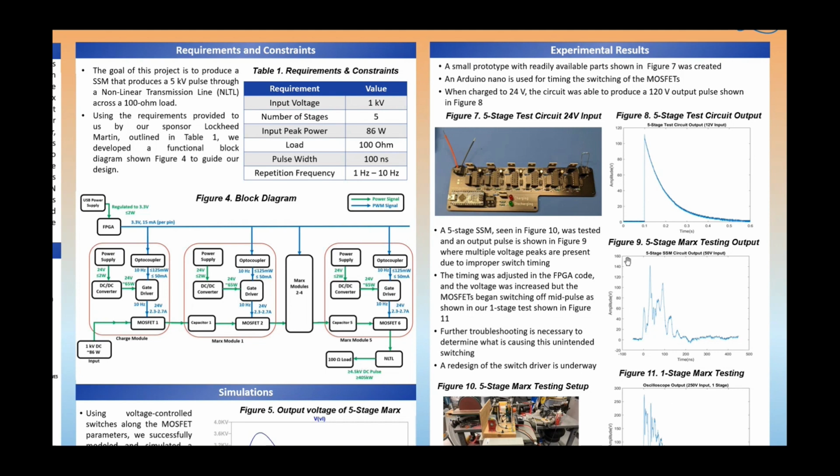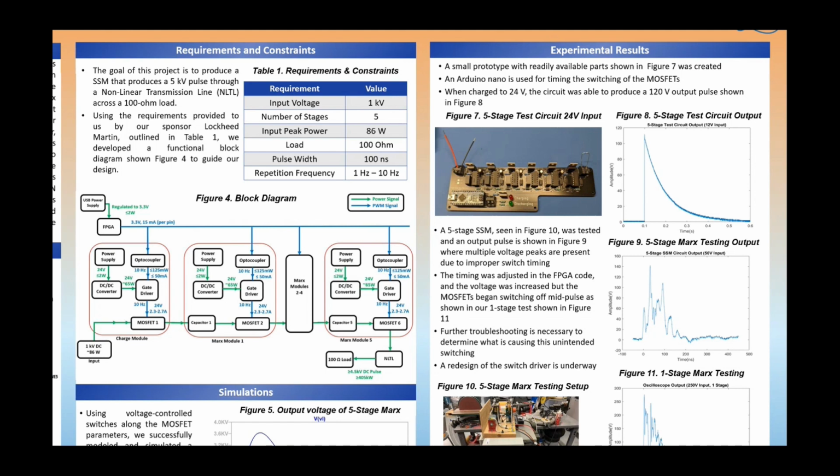We had some issues initially. As you can see in figure 9, the output pulse was not a single pulse, but multiple pulses. We determined that that was because there was a propagation delay between when the module would receive the signal from the FPGA to when it would actually fire. So we were able to offset that using the FPGA and get a nicer pulse. However, that was at 50 volts input.